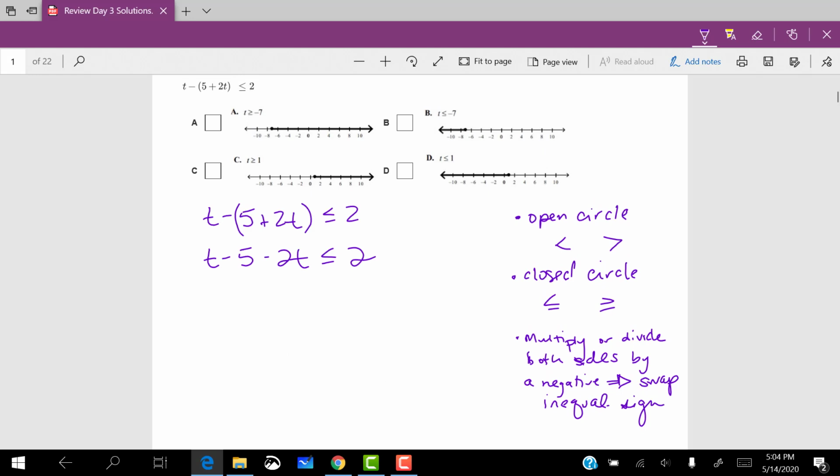So I distributed the negative and now I'll combine like terms. Here I'm going to divide both sides by a negative 1, so I'm going to swap this inequality sign. So t is greater than or equal to negative 7.